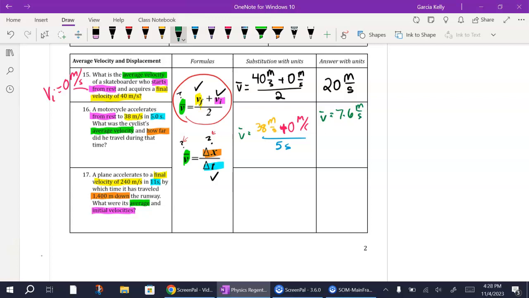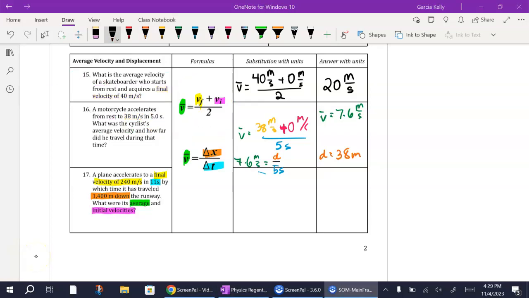Now I can use this number and plug it in here to solve my last one, which is orange. So I can say 7.6 meters per second is going to equal my orange unknown divided by 5 seconds. And I can multiply these two in order to get my distance. So 7.6 multiplied by 5 is 38. So my distance is 38 meters.